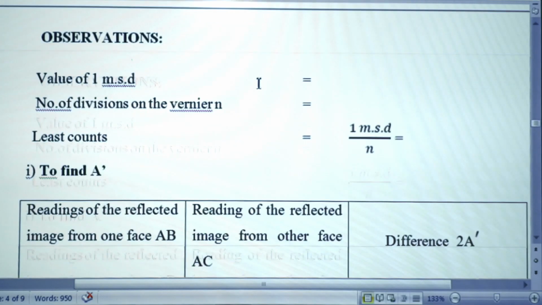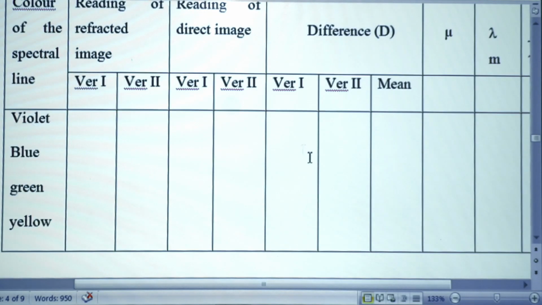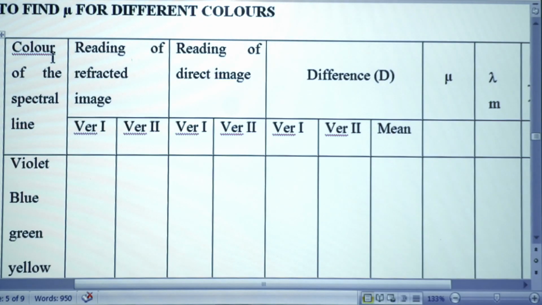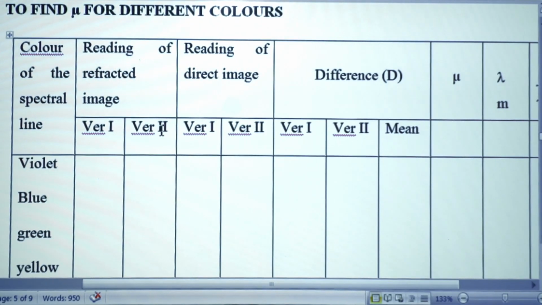Then from the tabular column we note the readings here. First we are observing the violet line, the refracted ray. Vernier 1 and vernier 2 readings are taken. So these are the vernier 1 and vernier 2 readings of the refracted ray, that is the violet line, in the minimum deviation position. We have to rotate the prism table such that the violet line is in the minimum deviation position.